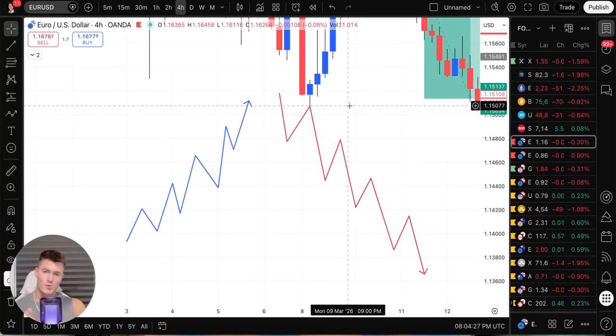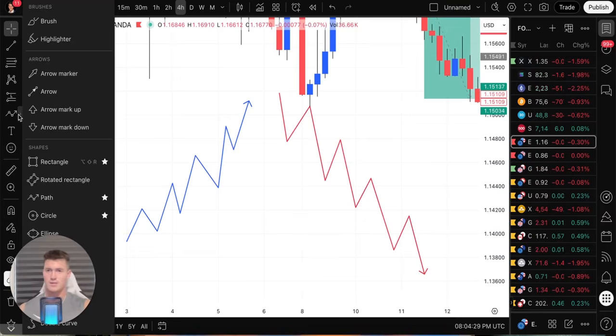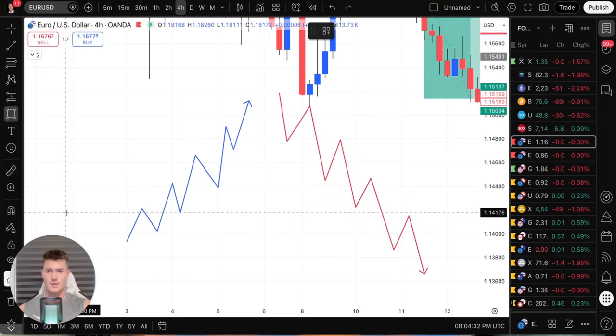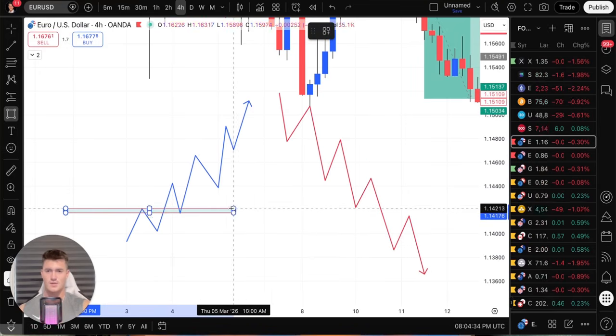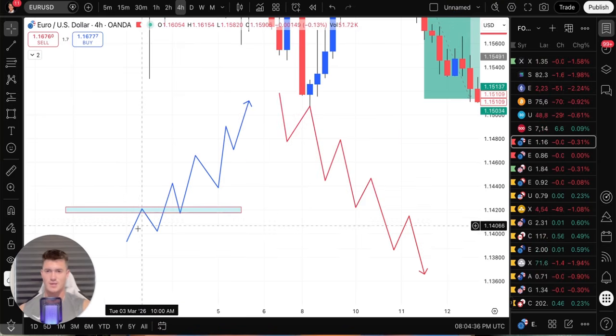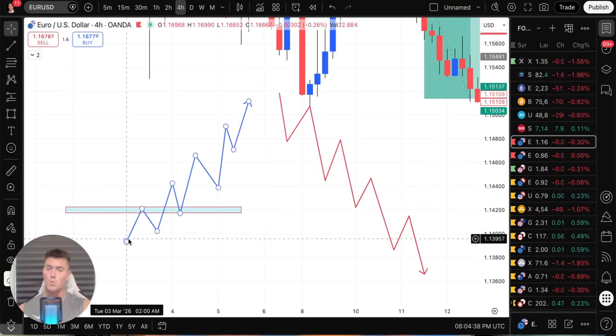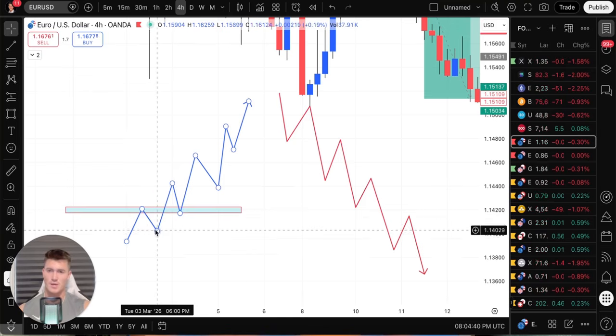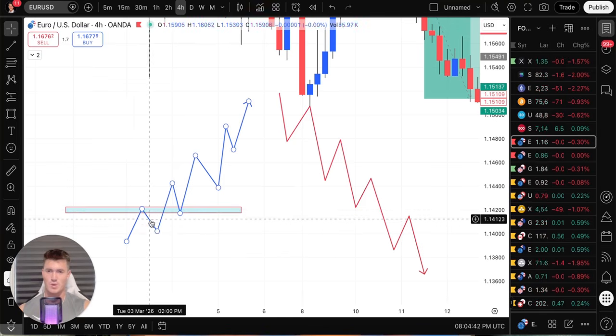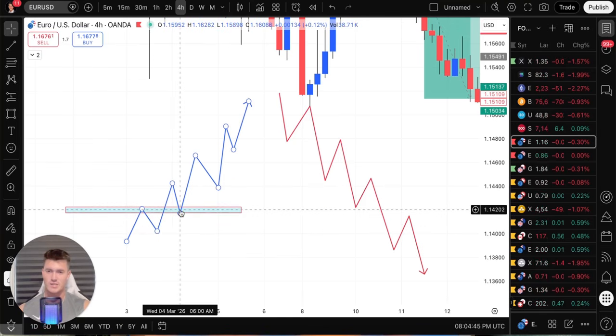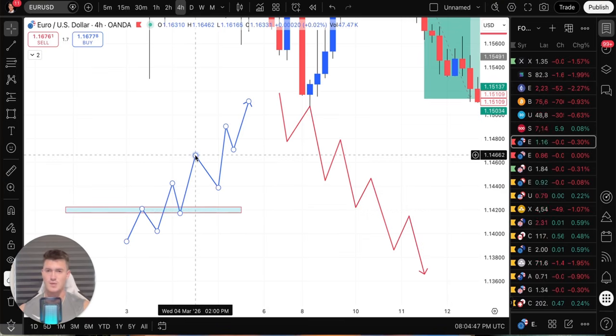Now, what a break and retest is, say we have a little area of interest right here. When we're bullish, we're going up. We break above this structure point, and then we retest this structure point to continue going to the upside.